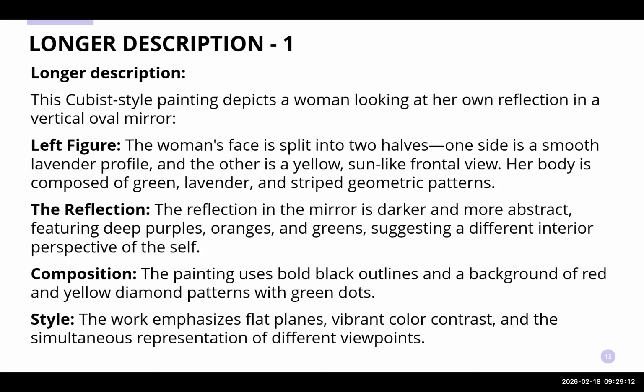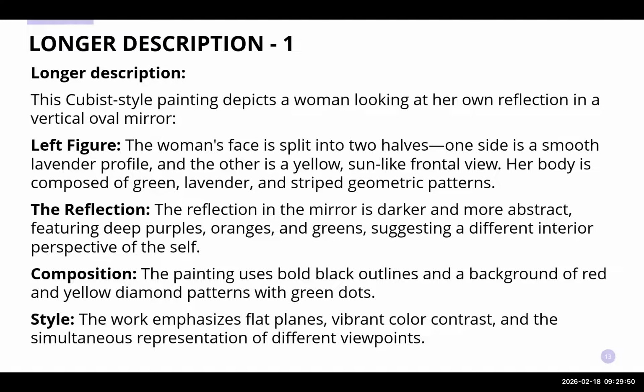Now, since we decided that the Picasso painting is a complex image, we definitely need the longer description to really give the student the full picture. Now, think about how you would describe this to someone over the phone. If they have never seen a cubist work before, you would want to break it down logically. We start with the figure on the left, describing how her face is split into two distinct tabs with those lavender and yellow tones. And then we move to the reflection, which is such a key part of the meaning.